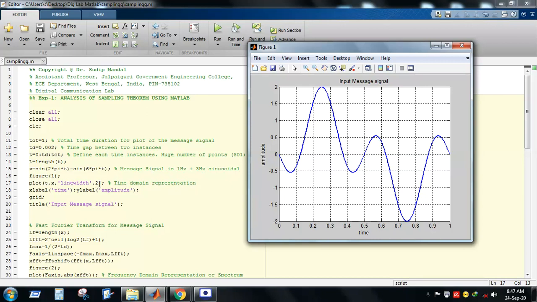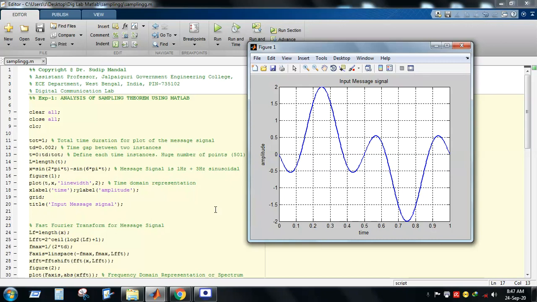So if you want to get more width, we can change the value of this. Okay, so we have plotted the message signal in the time domain, and we will find that this is basically the input message signal as it looks in the time domain. So this is the input message signal title. You can see that this is the input message signal.